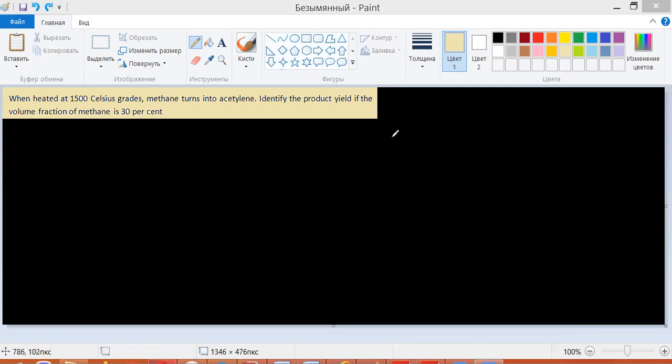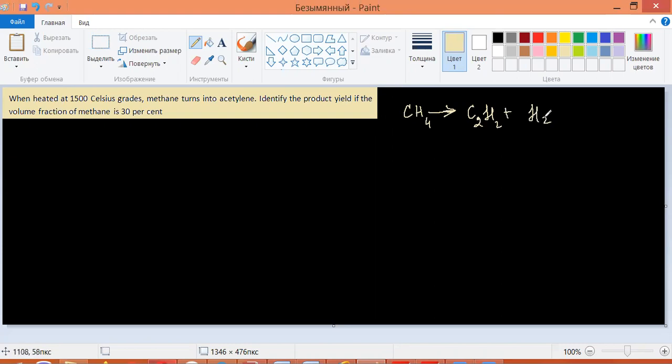Okay, never mind. First of all, let's write down the reaction itself. CH4 turns into C2H2 plus H2. The coefficients are 2, 1, and 3. This is the scheme of reaction describing the chemical process occurring.